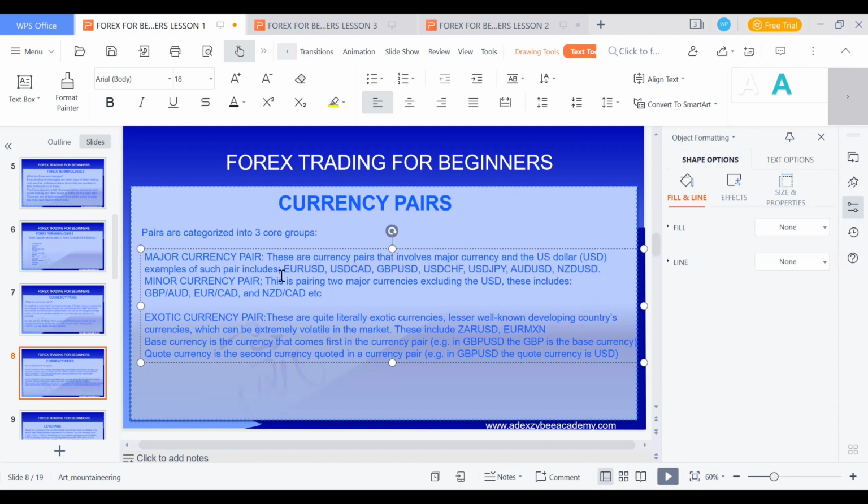And we have minor currency pairs. This one doesn't include USD. Okay, they are currency pairs of developed countries that are not USD.